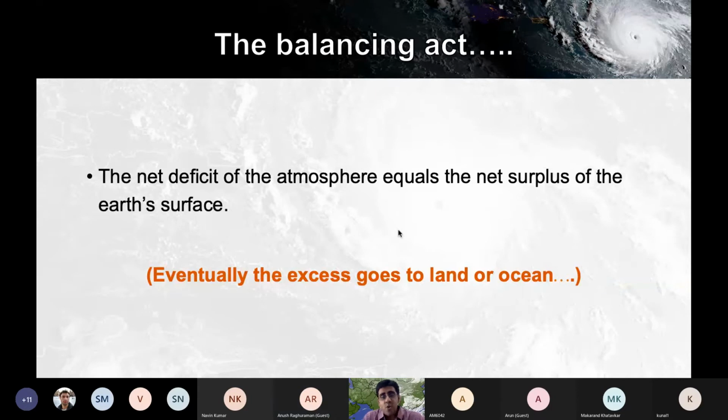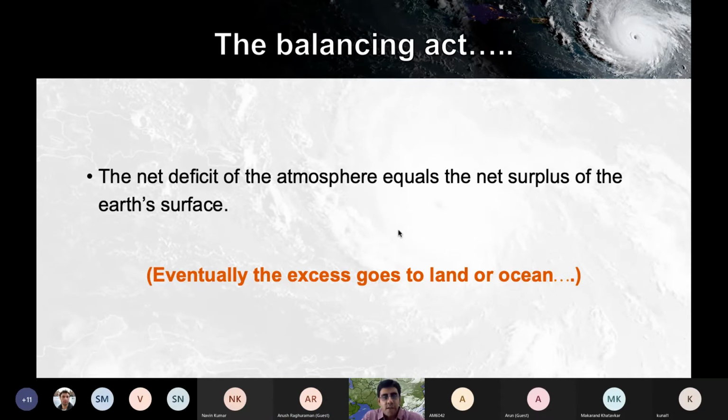It goes to land or ocean, and I will tell you how. Just give me 1 minute. I'll tell you how it goes to land and ocean, and how it actually heats up the land or the ocean. This is how the ocean is warming. The ocean, sir, is warming. 1 second, just let me complete. Give me 2 minutes, okay?